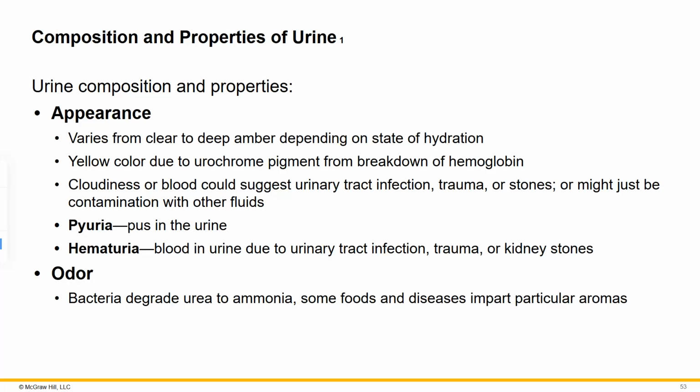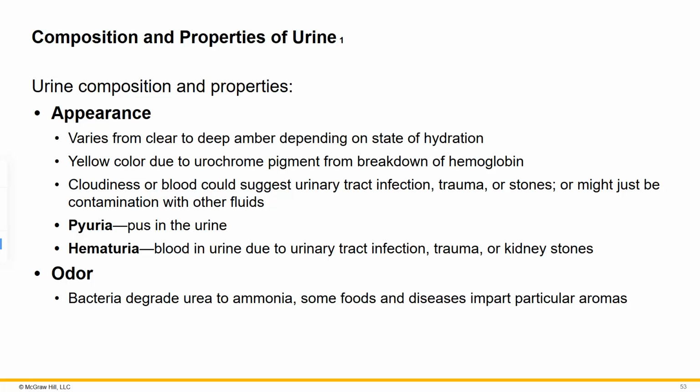First, we look at the appearance. It should be yellow in color, but it varies from clear to deep amber depending on the state of hydration. Yellow color is due to urochrome pigment from the breakdown of hemoglobin. Cloudiness or blood could suggest a urinary tract infection, trauma, or stones, or it might be just contamination with other fluids. Pyuria is pus in the urine, and hematuria is blood in the urine, sometimes due to a urinary tract infection, trauma, or kidney stones.